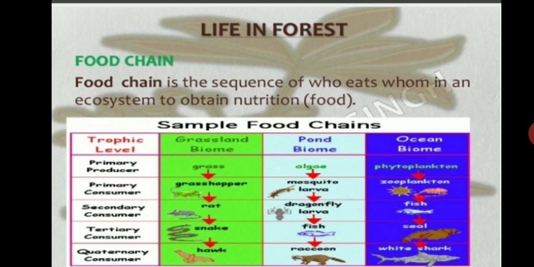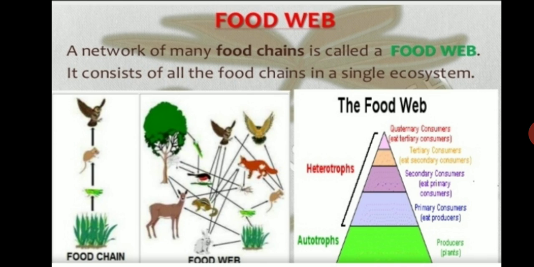In a pond biome, algae is eaten by the mosquito's larva. Mosquito's larva is eaten by dragonfly, and dragonfly is eaten by fish, and fish is eaten by raccoon. And in an ocean biome, phytoplanktons are eaten by zooplanktons. Zooplanktons are further eaten by fishes. Fishes are eaten by seals, and seals are eaten by white sharks. These are examples of different food chains. Many such food chains can be found in a forest, and they are interlinked with each other, and they form food webs.